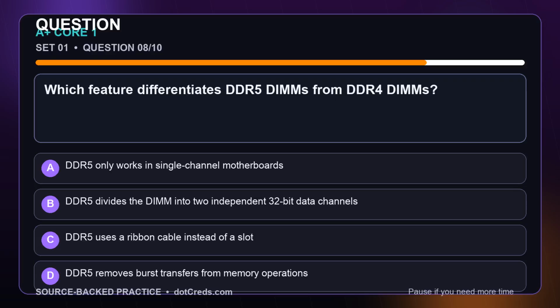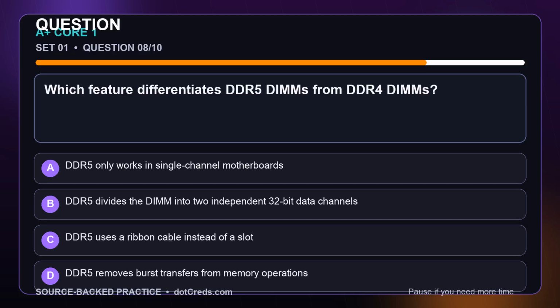Question 8. Which feature differentiates DDR5 DIMMs from DDR4 DIMMs? A. DDR5 only works in single-channel motherboards. B. DDR5 divides the DIMM into two independent 32-bit data channels. C. DDR5 uses a ribbon cable instead of a slot. D. DDR5 removes burst transfers from memory operations.